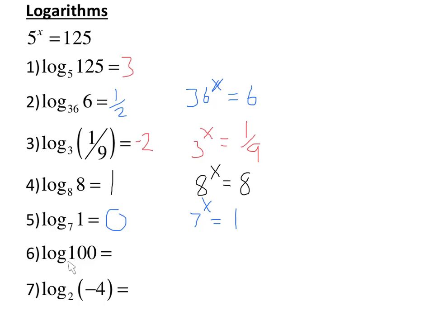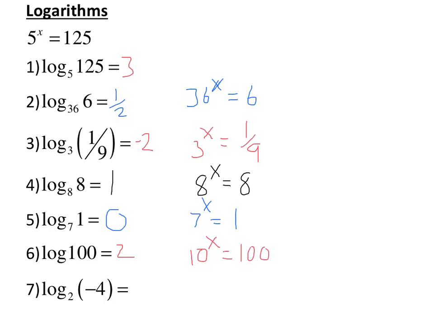Alright, I don't have a base. What does it mean if you don't have a base? If you don't have a base, you have to imply the base is 10. So this is saying 10 to the what power is 100. Okay, again, if you do not have a base, the base is 10. And 10 to the what is 100? Well, that looks like it is 2. So again, if you don't have a base, it's base 10.